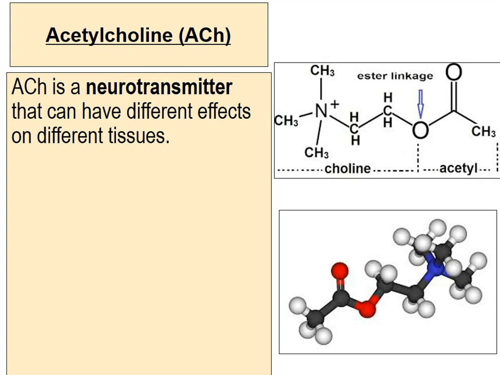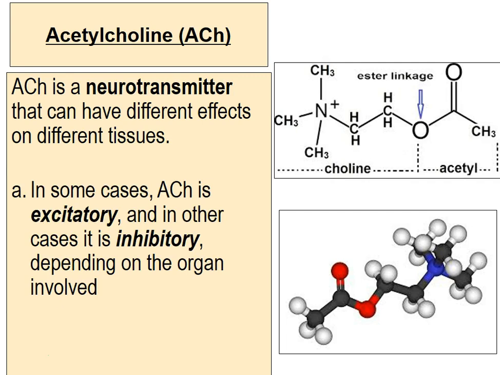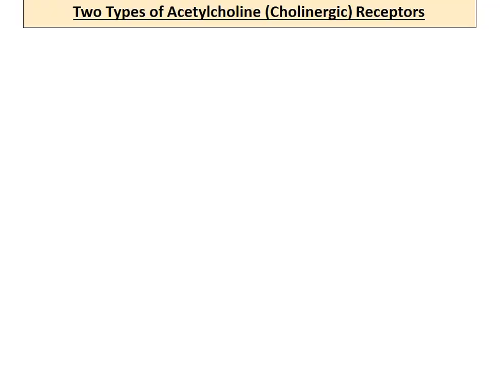But just going back to acetylcholine, it can have very different effects on different tissues. In some cases, it can be excitatory, and in other cases, inhibitory, depending on the organ involved. And so you might think, well, how could that happen? This happens because acetylcholine can bind to two types of receptors.